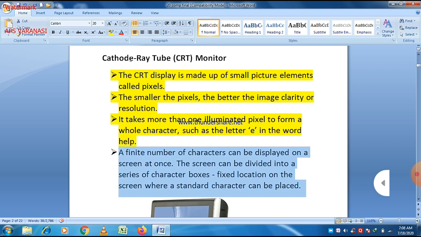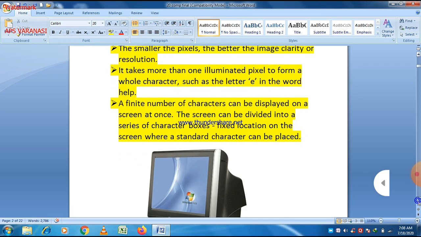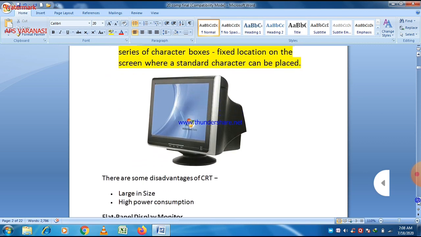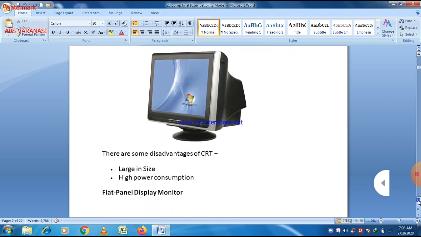In examinations, function is never asked, so always remember the full form and features of a particular type of monitor. Remember that this is a diagram of a CRT monitor. Now, the disadvantages of CRT: they are larger in size and take higher power consumption. So these are the two main disadvantages. That's why they are not used nowadays.